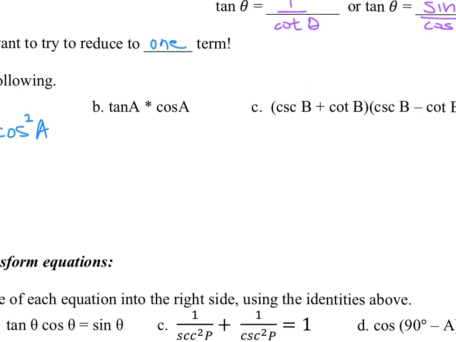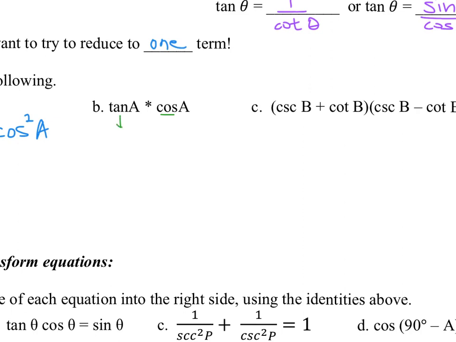Tangent A times cosine A. We have two trig terms, and our goal is to reduce this down to 1. Now, tangent is one of the examples that has multiple definitions. It's equal to 1 over cotangent, and it's also equal to sine over cosine. Well, if we picked 1 over cotangent, cotangent and cosine really don't have anything in common. But if we pick the quotient identity sine over cosine, at least we'd have cosines to work with.